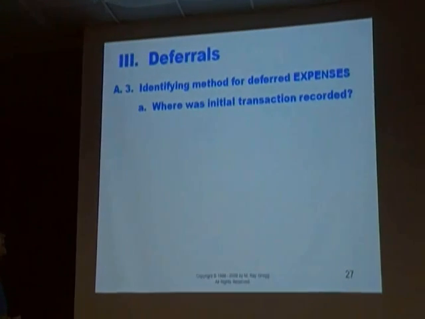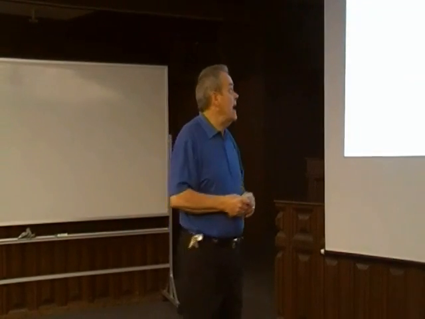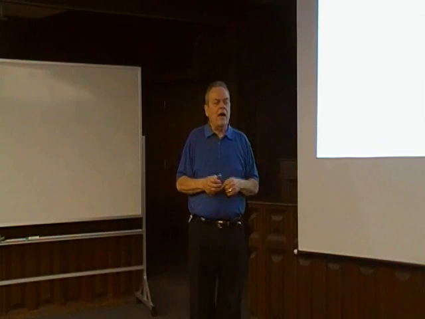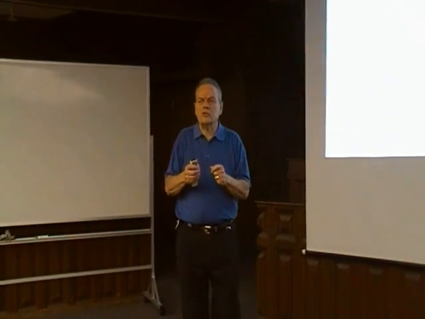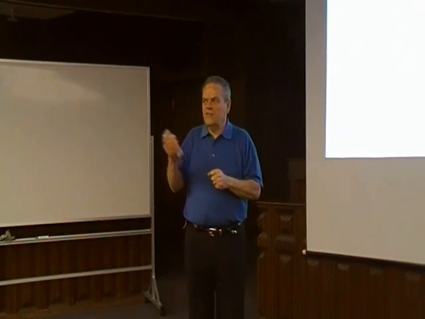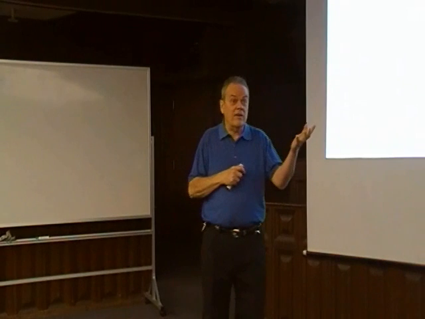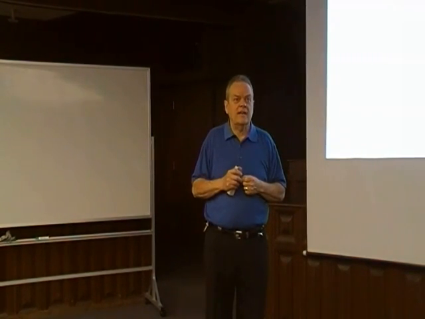First of all, we can identify them. Students ask me when they're doing a homework problem, how do I know whether they're doing the asset method or the expense method? Or in real life, how would you know whether we're using the asset method or the expense method? Well, there's a couple of ways. How did you write it down the first time? Where was the very first transaction recorded? If in an asset account, it's asset method. If in an expense account, it's expense method. It's that simple.